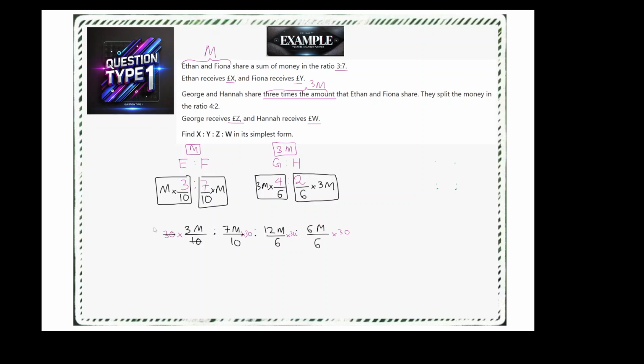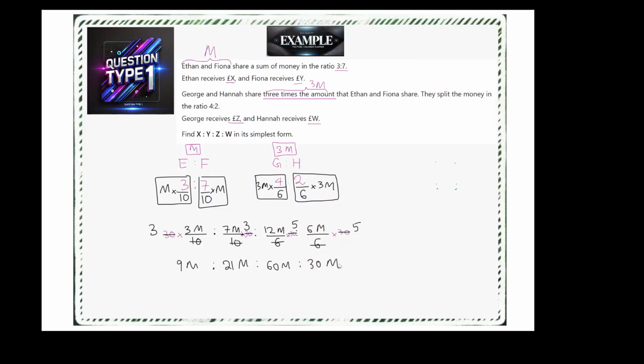10 goes into 30 3 times. 3 times 3m is 9m. 10 goes into 30 3 times. 7 times 3m is 21m. 6 goes into 30 5 times, that is 60m. 6 goes into 30 5 times, 6 times 5 is 30m.